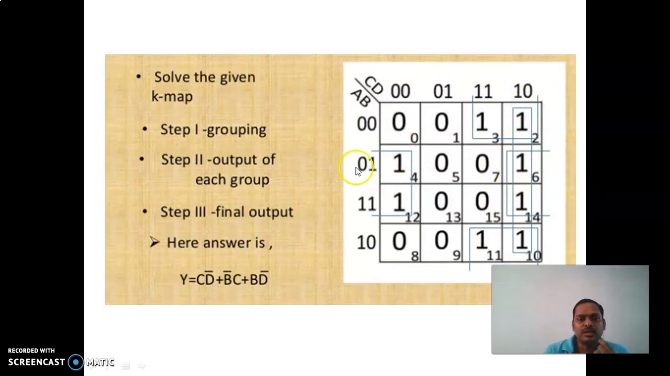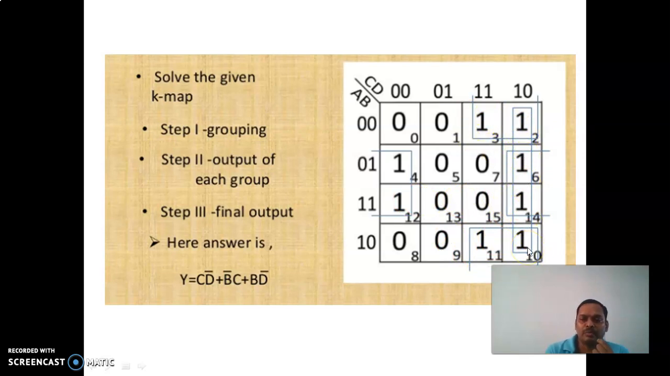And this is an example. Solve the given K-map. Step 1 is grouping, how we are grouping the cells. Step 2 is the output of each group, and step 3 is the final output, and the answer is like this. The ones represented are the given Boolean expression. That Boolean expression has the minterms 2, 3, 4, 6 and 10, 11, 12 and 14. These are represented using ones.